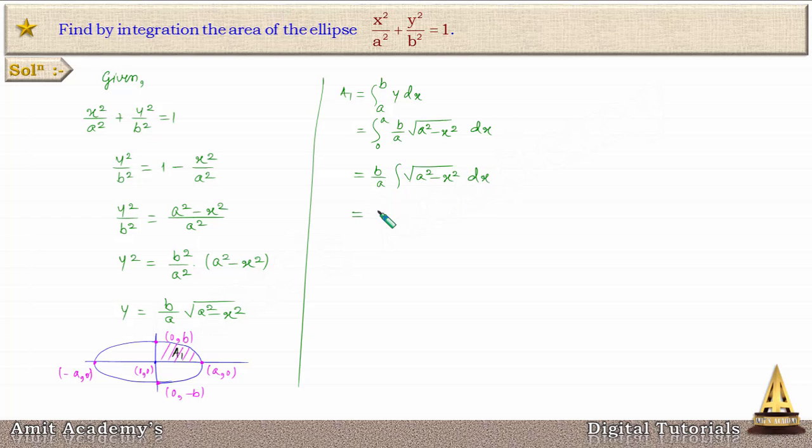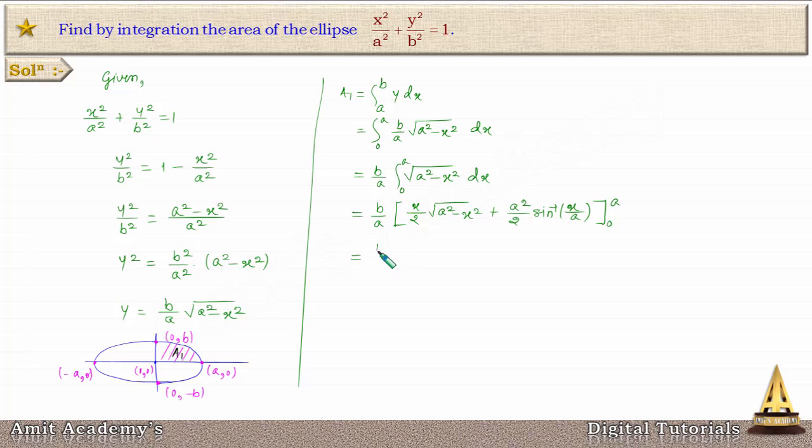So this is equal to b by a in square bracket. For this integration, the limits are from 0 to a. For this integration, we have a standard formula. As per that standard formula, for this integration I can write x by 2 under root a square minus x square plus a square by 2 sine inverse x by a, and the limits are from 0 to a.